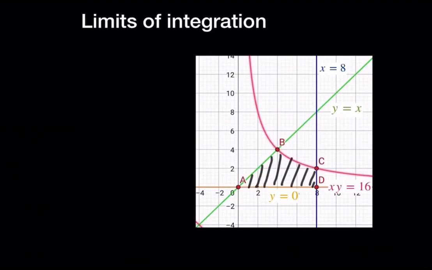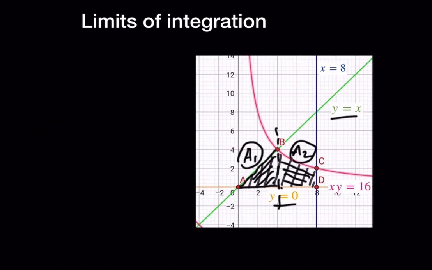Next, decide limits of integration. Divide the region in 2 parts, A1 and A2. For A1, lower limit is y equals 0, and upper limit is y equals x. And for A2, lower limit is y equals 0, and upper limit is xy equals 16. X limits for A1 are 0 to 4, and for A2 are 4 to 8.